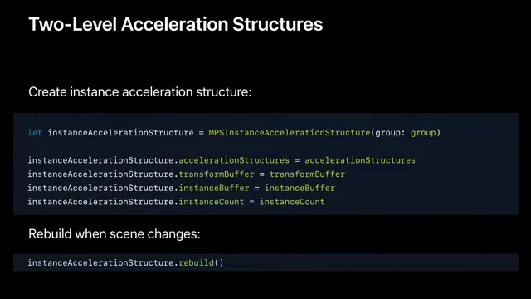So that's it for dynamic scenes. We talked about how to support vertex animation and skinning using refitting, as well as how to support rigid body animation using a two-level acceleration structure. So next, let's switch gears and talk about denoising.